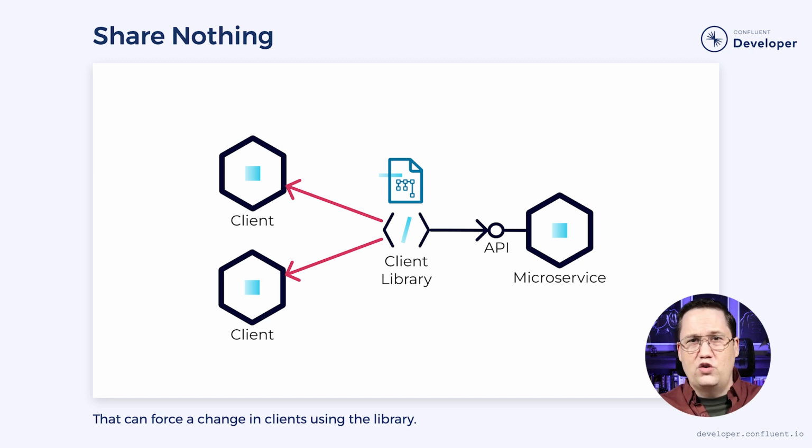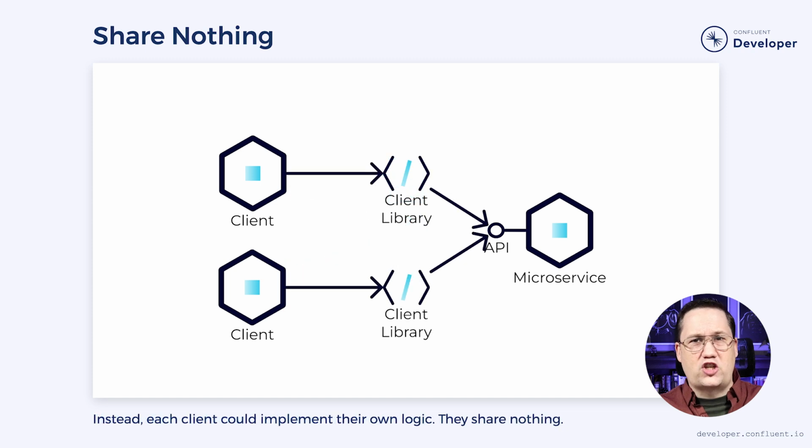An alternative is to use a share nothing approach. Here, each client would implement its own logic for reading the API. In that case, they can ensure that they only read the data that matters to them. That way, if the API evolves in ways that the client doesn't care about, it may be able to avoid unnecessary updates.